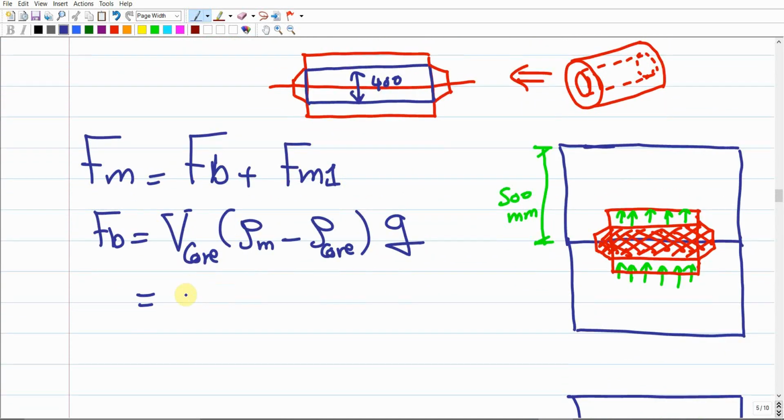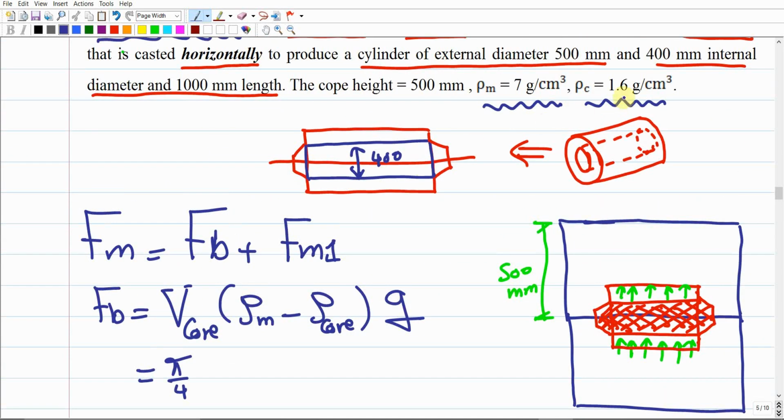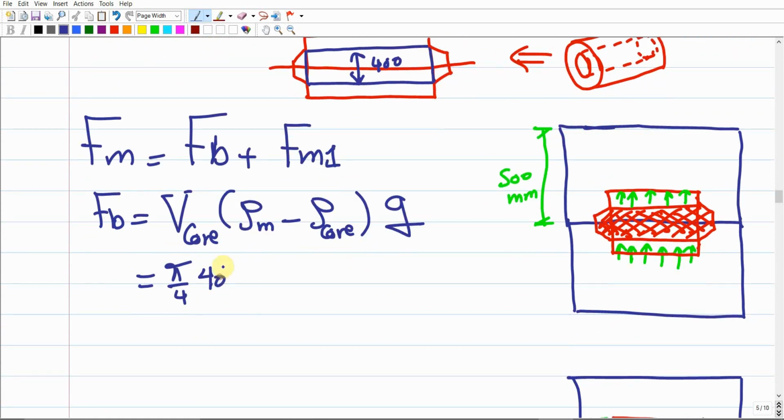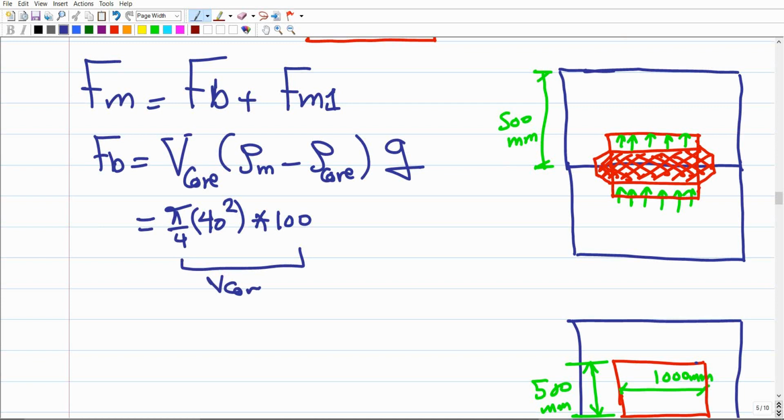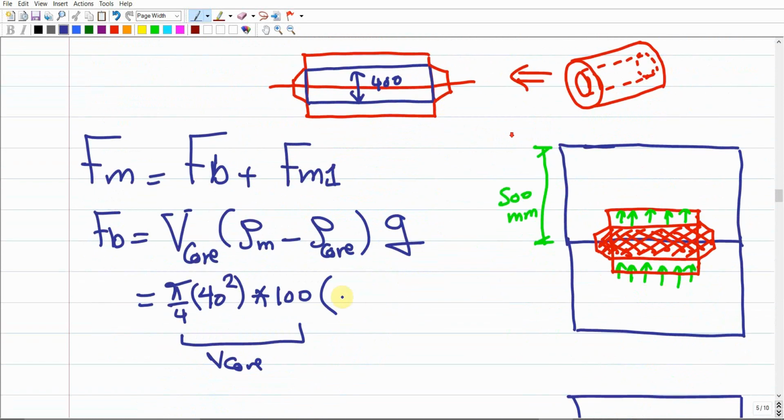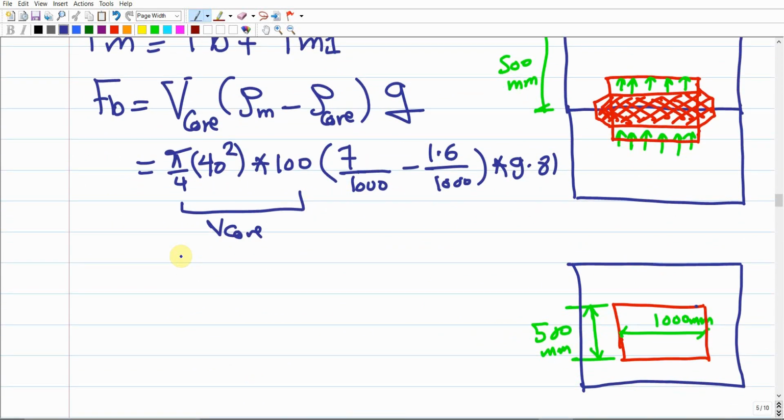So the volume is pi over 4 times the diameter of the core, 400, so it should be 40 squared, because we are converting from millimeter to centimeter, times the length, which is 1000, so it should be 100. This gives us the volume of the core, times the mass density of the metal, which is 7 divided by 1000, minus the mass density of the core, 1.6 divided by 1000, times 9.81, the gravitational acceleration. If we do the calculation, we end up with the buoyancy force acting on the core, 6,650 Newton. Make sense?